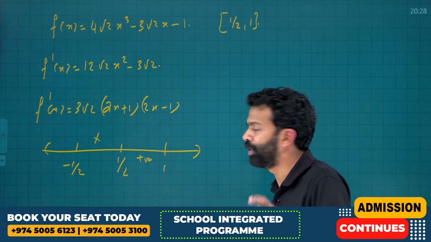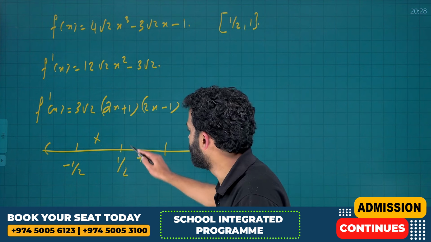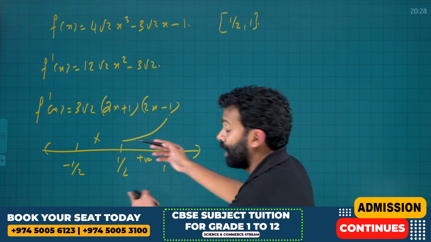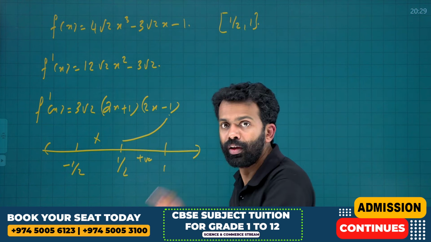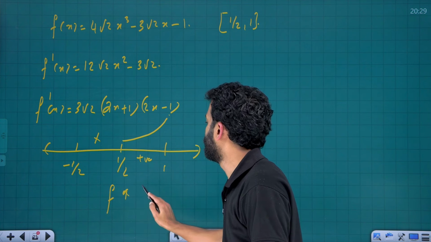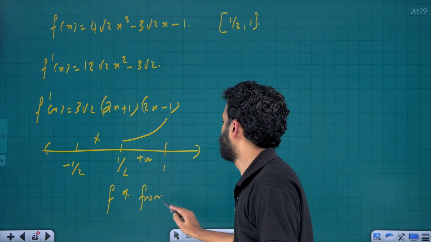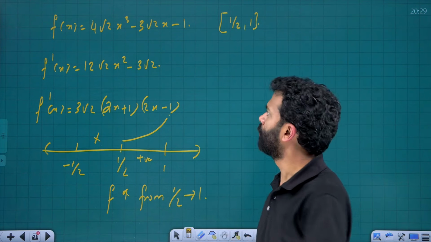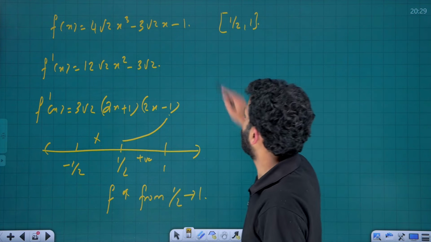Okay, just be patient. So, the function is increasing from 1 by 2 to what? 1. Okay, see, I have already plotted a rough graph here. So, what is our observation? Function f is increasing from 1 by 2 to 1. This is our observation. So, for the sake, just find f of 1 by 2.